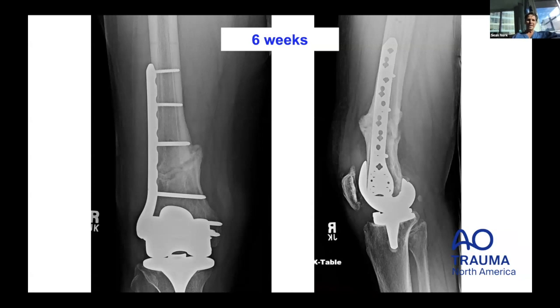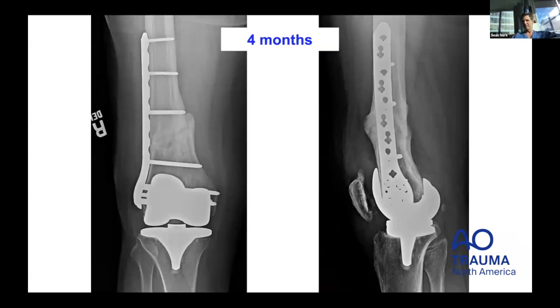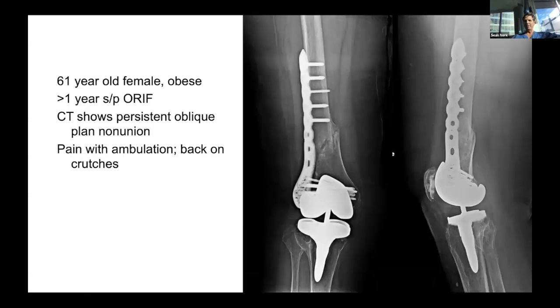Notice that difference of that anterior cortex, 6 weeks on something that's been sitting there for 2 years. That's just the power of enhanced mechanical stability. And by 4 months, he's fully healed. Same thing, slightly different pattern. This woman got sent in, she's 61. She's rather large. It's a little over a year since she was fixed with this lateral plate.